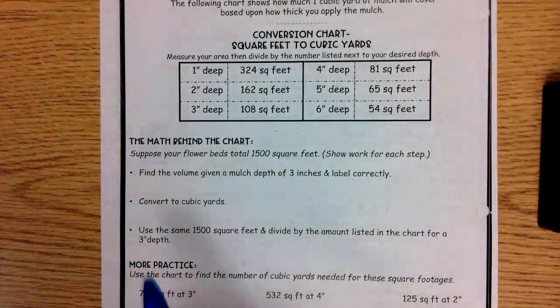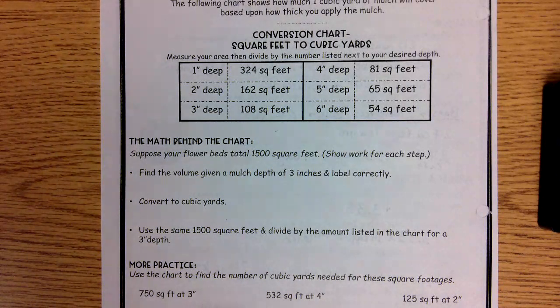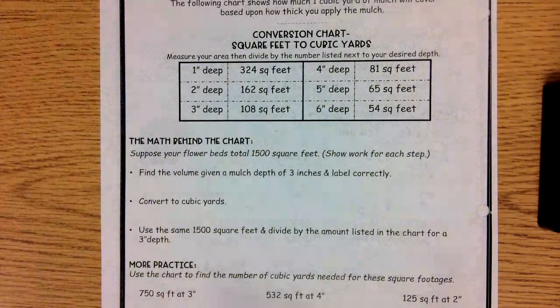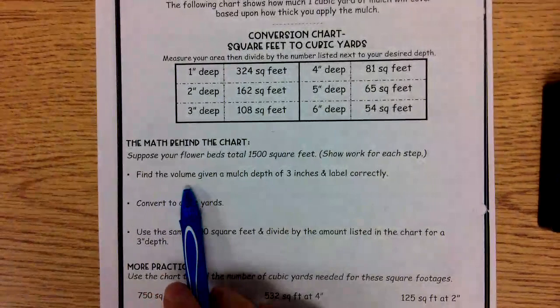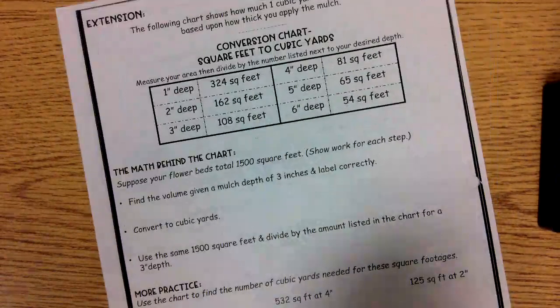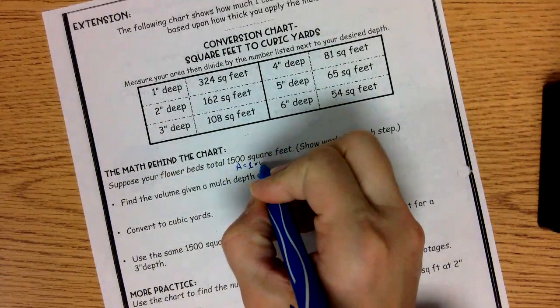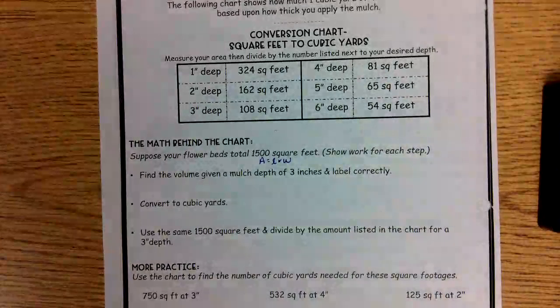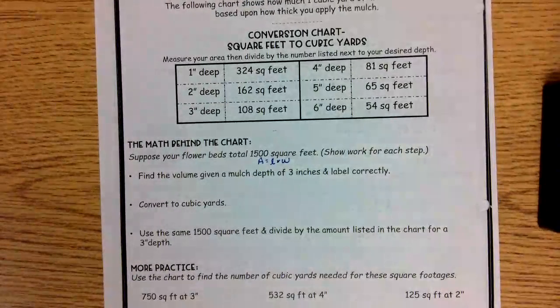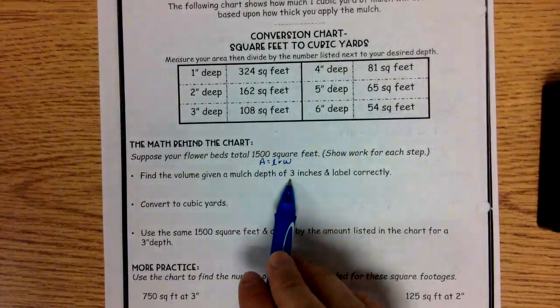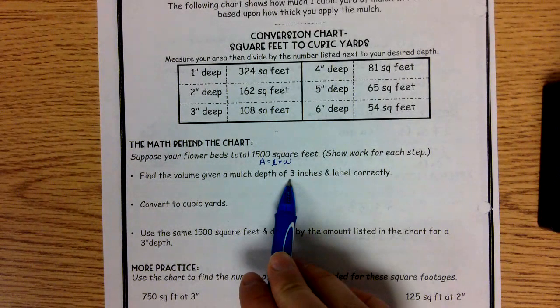So suppose we have flower beds that have a total of 1,500 square feet, okay? So we want to know what's the volume. So this is the area, right? That's the area. So that was length times width. I want to know the volume, which we have to add in that height, your 3 inches, to how much mulch, how much space we need to cover with mulch.